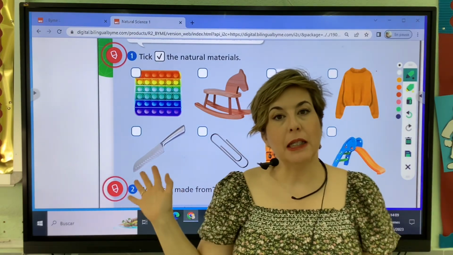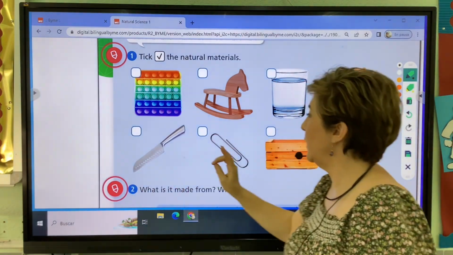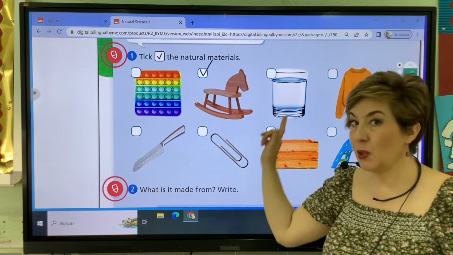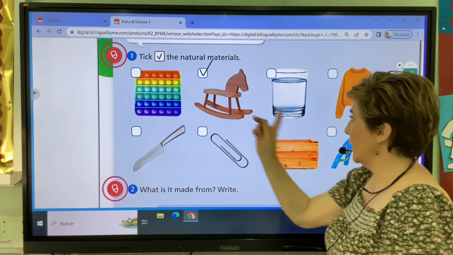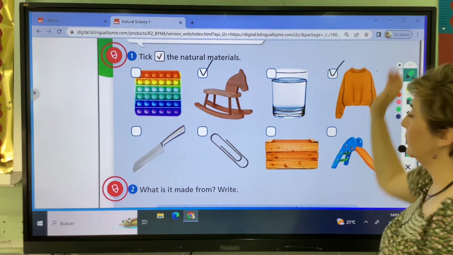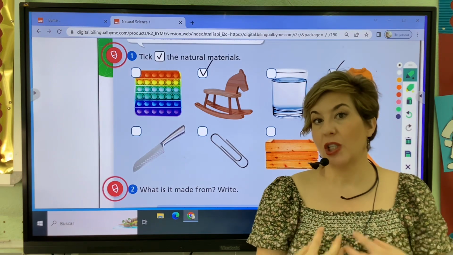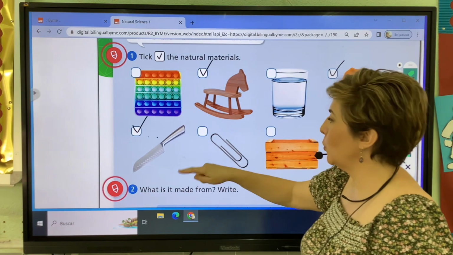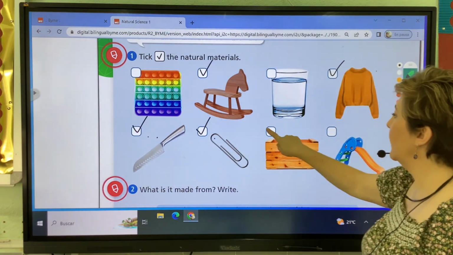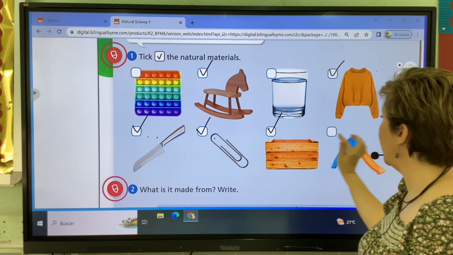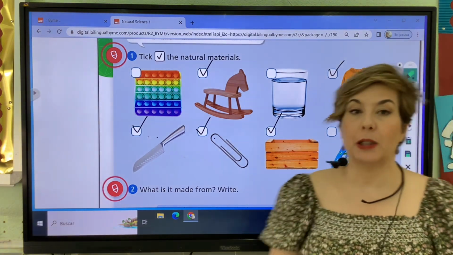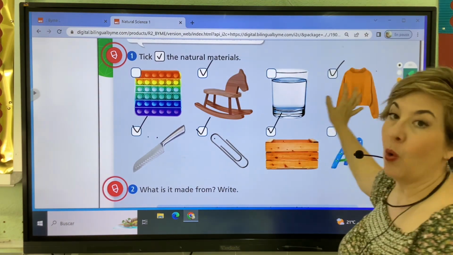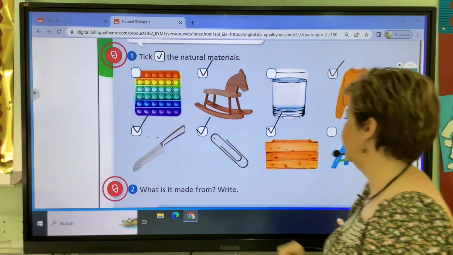The natural materials that we have in this picture are wood. Glass is not natural, plastic is not natural, wool is natural because it comes from the sheep, which is an animal, metal is natural material, and this box is natural, and this is not natural because it's made of plastic. So we will have wood, wool, and metal.